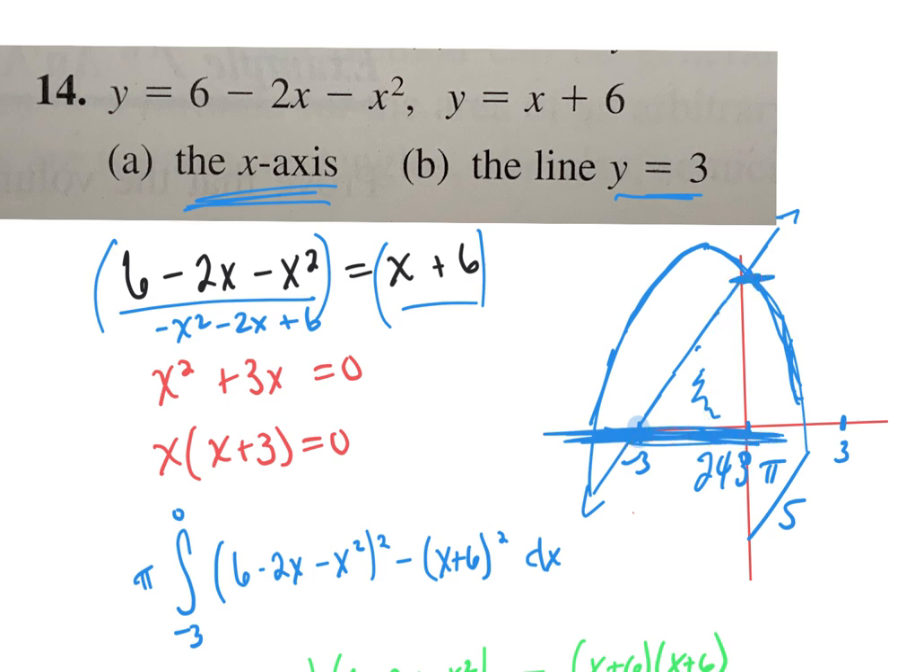So there's a gap, which means we have to account for the first function minus the second function, and then revolve that. So if you set them equal to each other, you'll see that they intersect at 0 and at negative 3, which is where we get our boundaries. If you place a point in between negative 3 and 0 in either of these, you will see that the first function here is going to be larger than the second function.